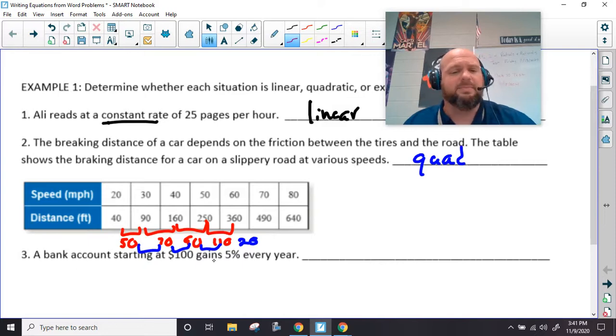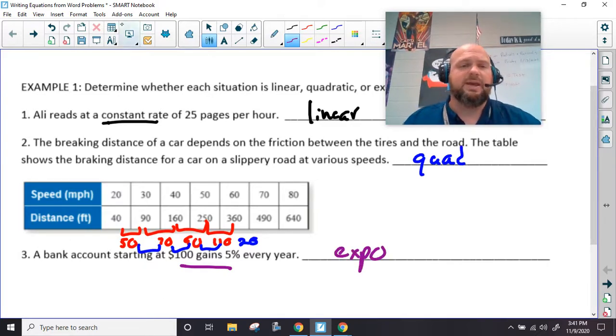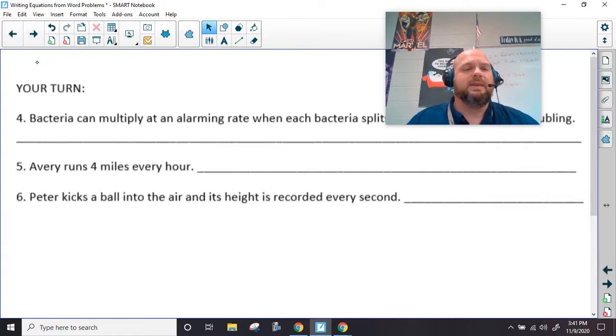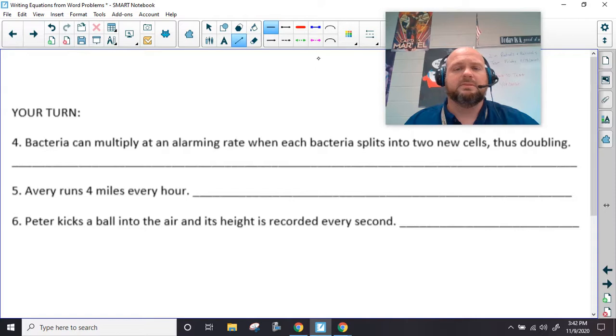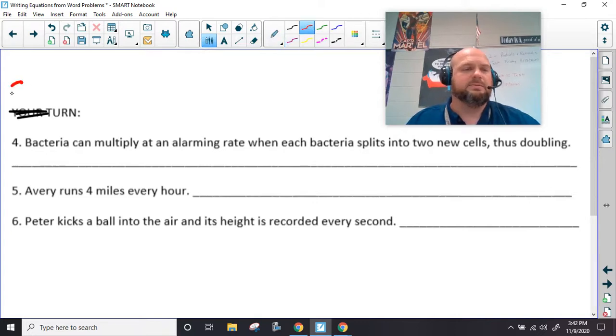All right, bank account gains this much, bank population, anything like that, that's going to be exponential. Okay, not too bad. All right. Yes, it's your turn, but we're going to change that. Okay, it's our turn now.